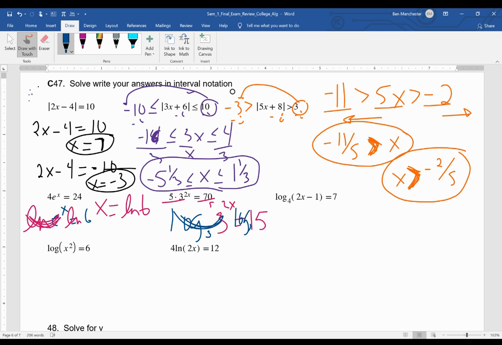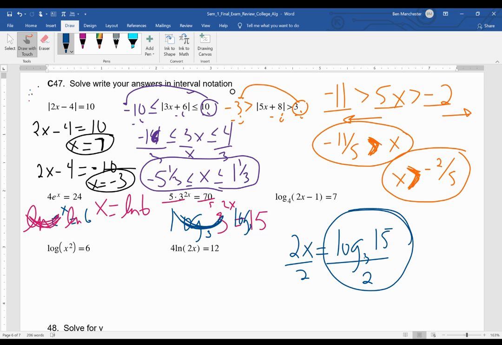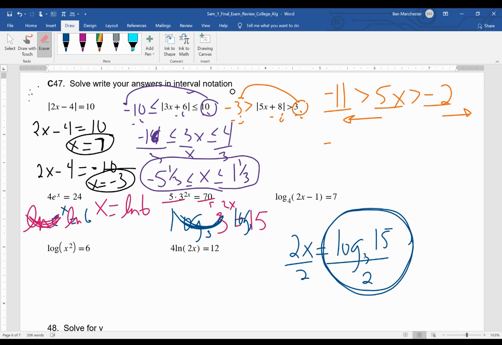Okay, and that cancels out that stuff very nicely. So 2x equals log base 3 of 15. And then we divide it by 2. Okay, and that is a perfectly awesome way to write this answer. Your calculator will tell you what the decimal is, of course, but we don't really care about that at the moment. So let me make some more room so we can solve this next one. Sorry, those are gone now.